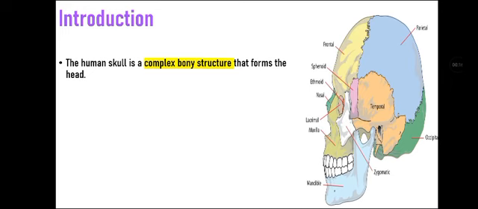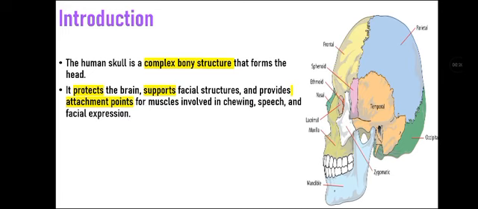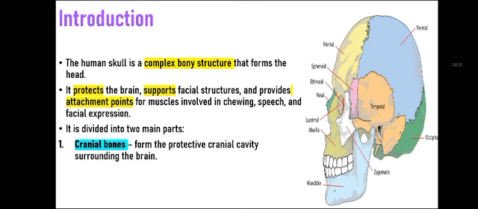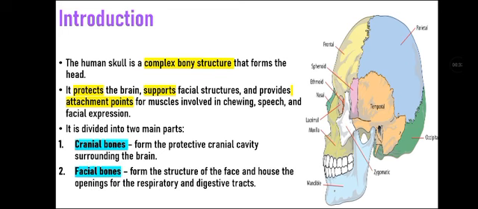The human skull is a complex bony structure that forms the head. It protects the brain, supports facial structures, and provides attachment points for muscles involved in chewing, speech, and facial expression. It is divided into two main parts. The first is cranial bones and the second is facial bones.